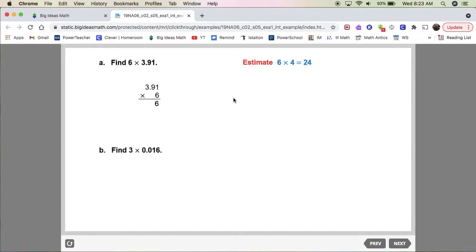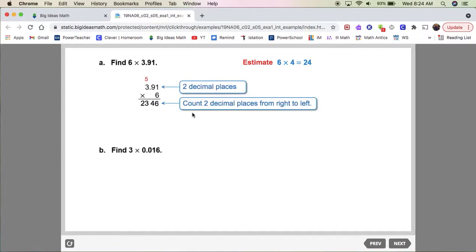You're going to multiply just like you normally would. So 1 times 6 is 6, 9 times 6 is 54, put the 4 here, carry the 5. 6 times 3 is 18 plus 5 is 23. Now you need to place your decimal point. Since there are 2 decimal places in your factor, then you'll have 2 decimal places in your answer, your product. Is your answer reasonable?